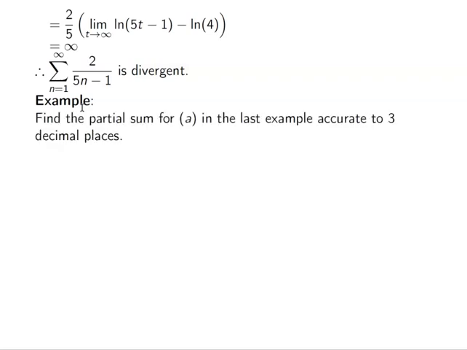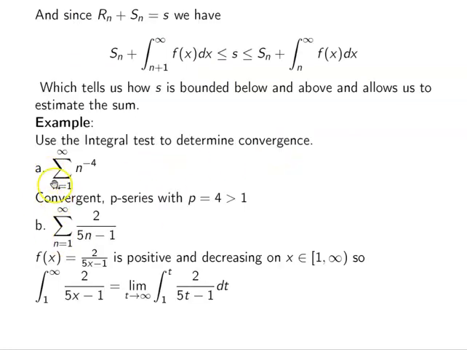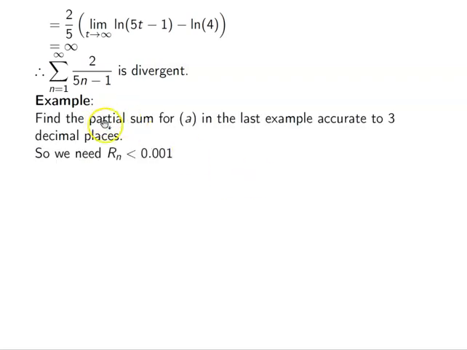So let's find the partial sum for A in the last example, accurate to 3 decimal places. So we have A and B. So I'm looking at n to the -4. I know it converges. B did not converge, so it wouldn't make sense to, well, we could still find partial sums, but we want to find the partial sums for the first, 1 over n to the 4th, accurate to 3 decimal places. So I need my remainder to be less than 0.001, right? The 1 in the 3rd place means that I would be accurate in that 3rd place. So this is what I need. I need to have this less than that.